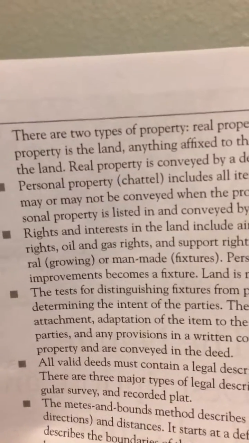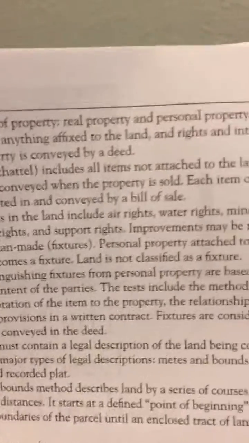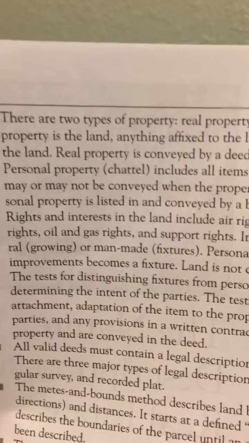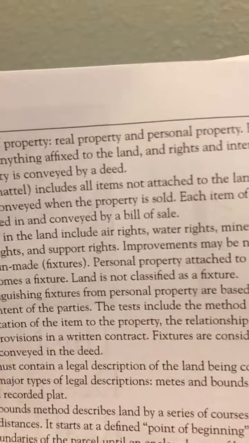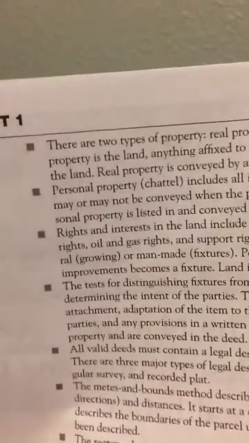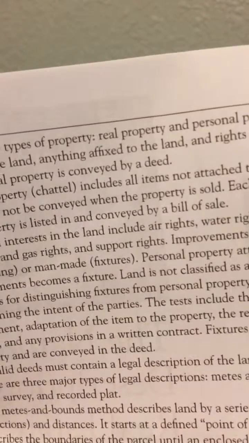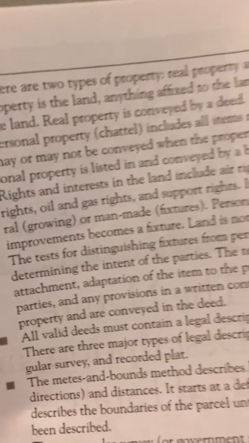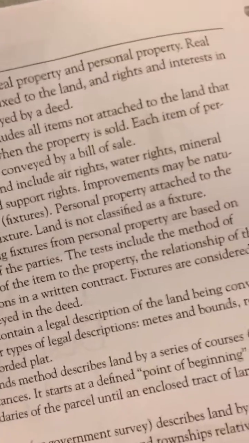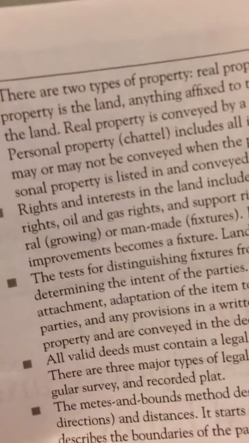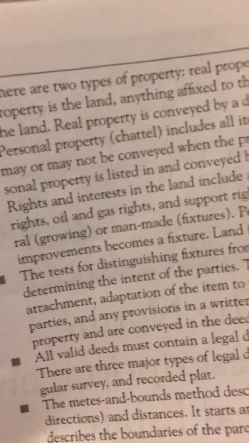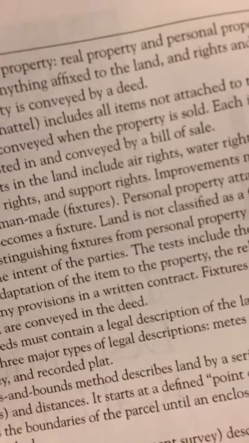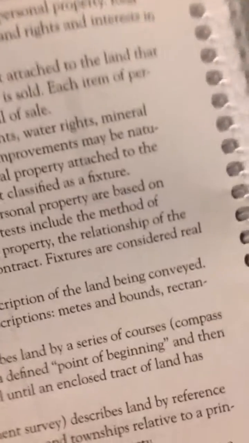Personal property, chattel, includes all items not attached to the land that may or may not be conveyed when the property is sold. Each item of personal property is listed in and conveyed by a bill of sale. Rights and interests in the land include air rights, water rights, mineral rights, oil and gas rights, and support rights.